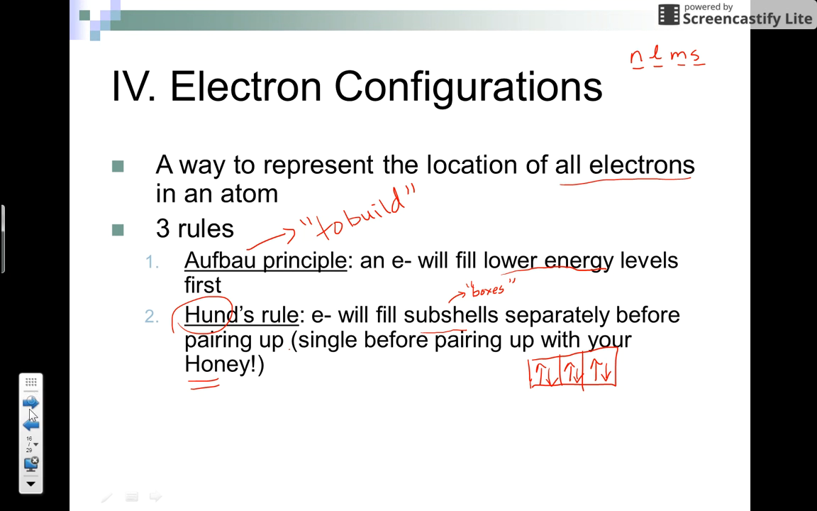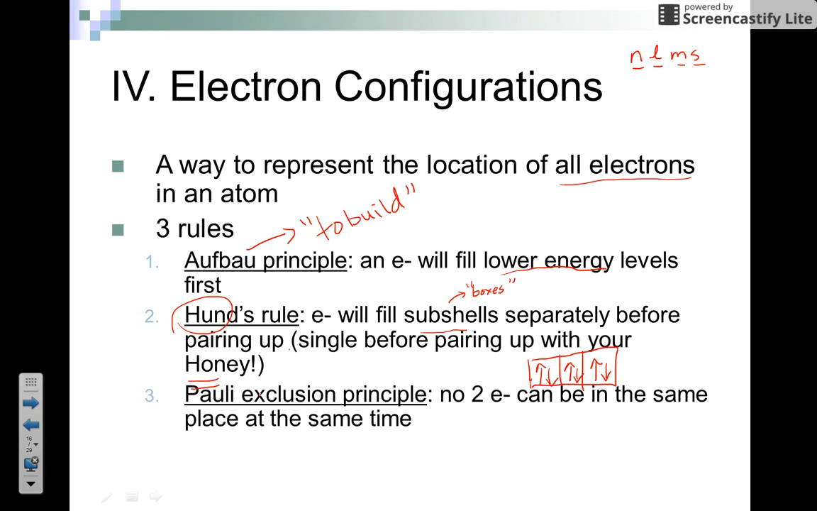That's Hund's Rule. And then the last rule is called Pauli's exclusion principle. And this basically says no 2 electrons can be in the same place at the same exact time. Just like no 2 people can be in the same exact place at the same exact time.